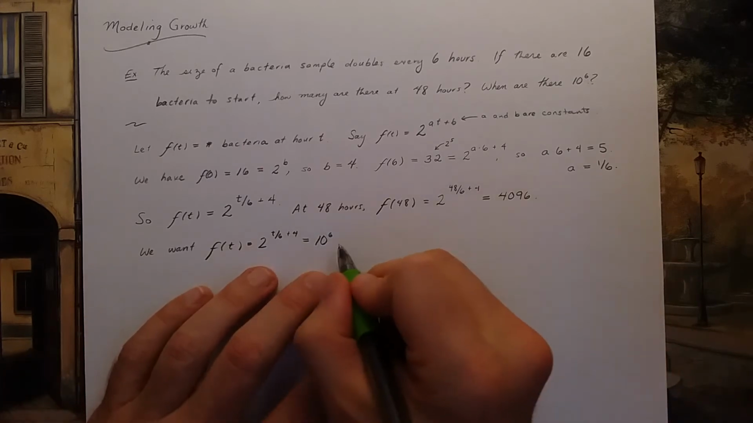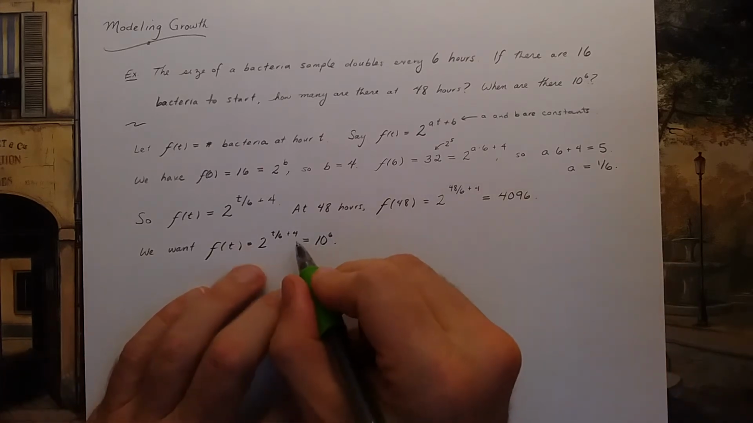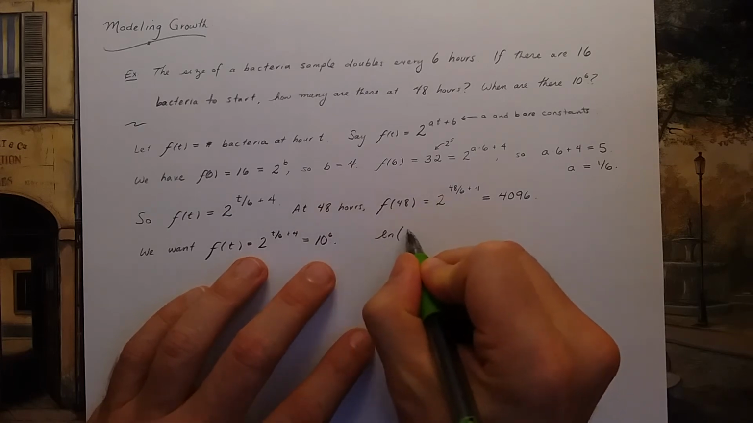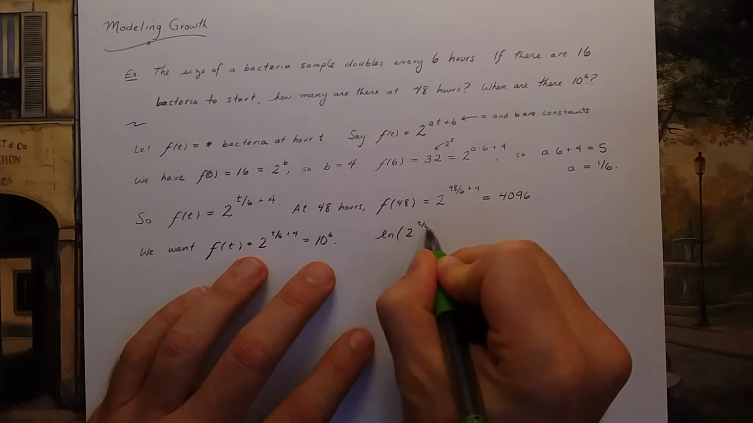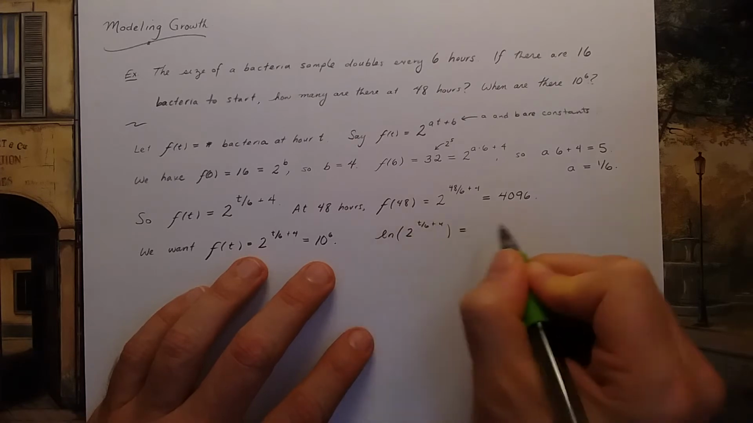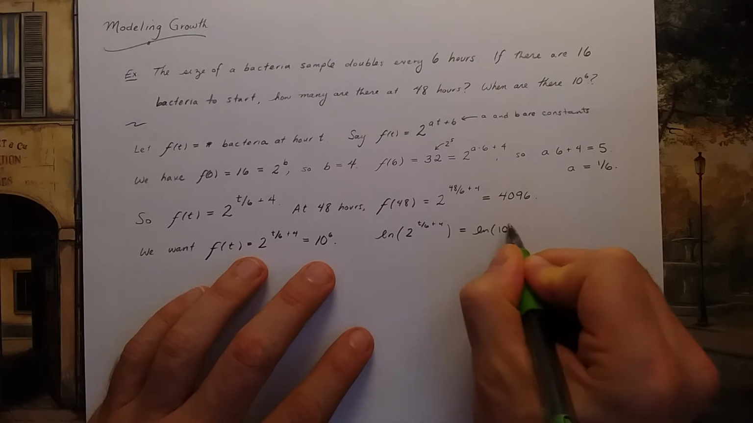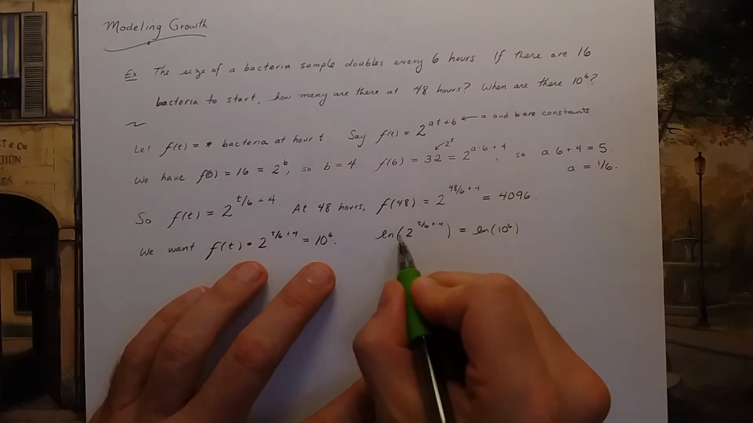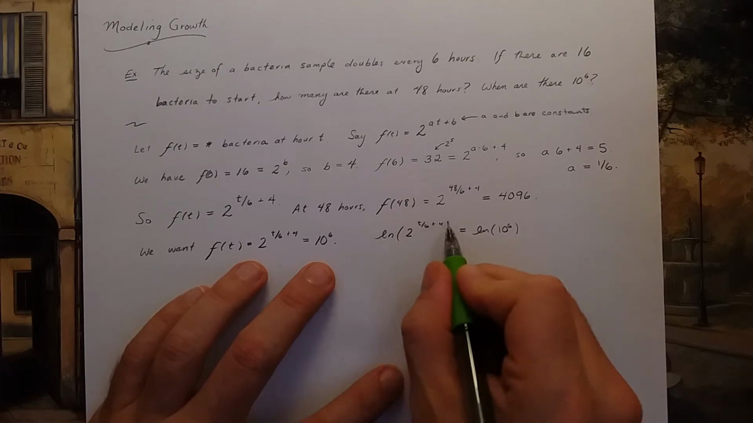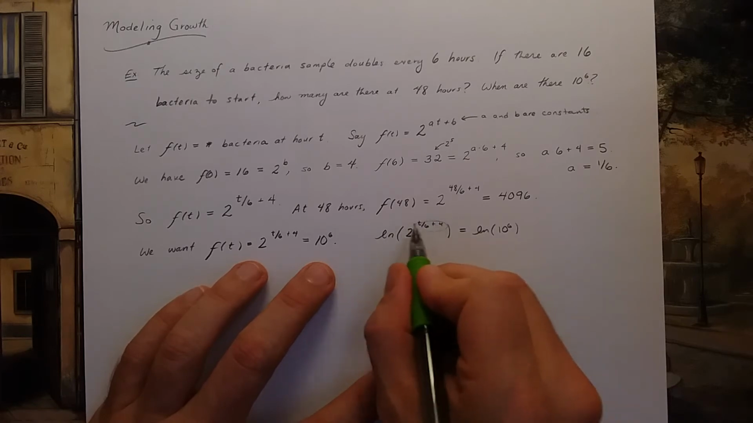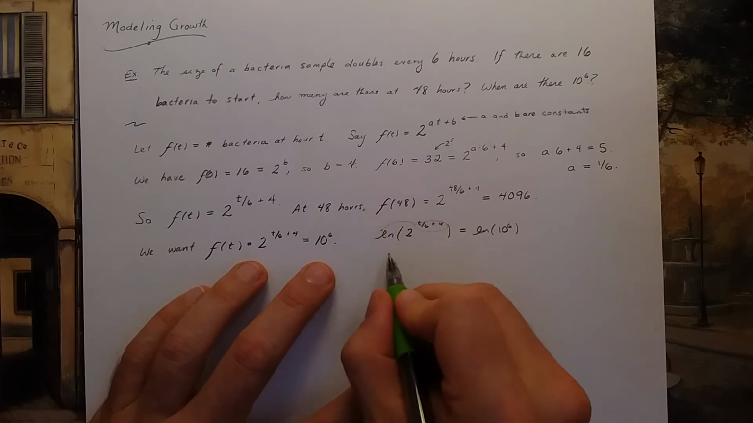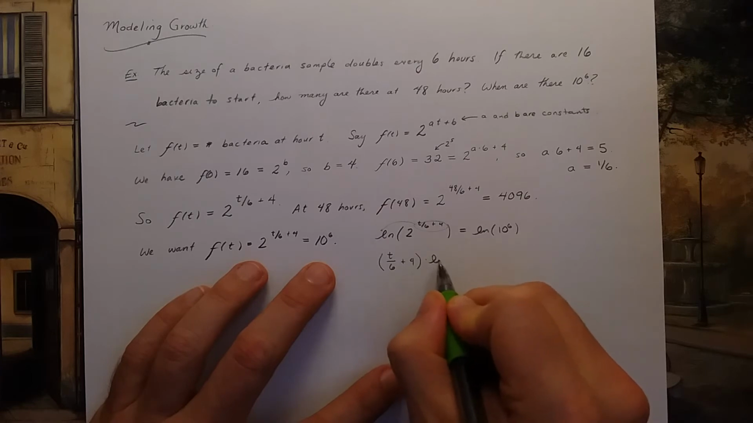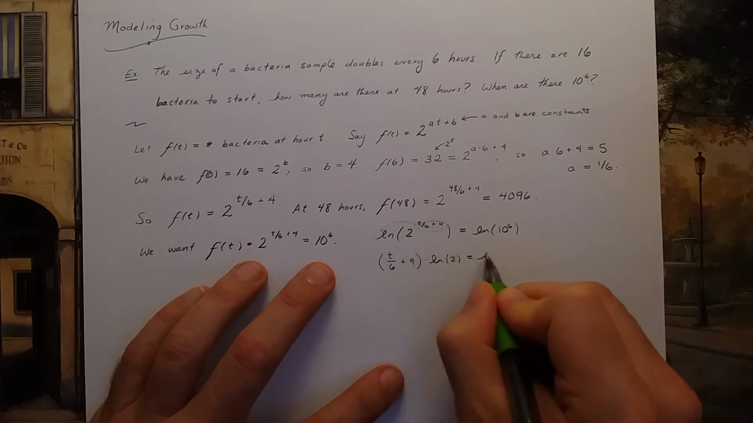I can now solve taking logarithms. So taking the natural log on both sides, I get natural log of 2 to the t over 6 plus 4 should be natural log of 1 million. The reason I took natural log on both sides is because of the properties of natural log. This allows me to pull the exponent in front. That's one of the key properties of log. So I get t over 6 plus 4 times log 2 is equal to log 1 million.